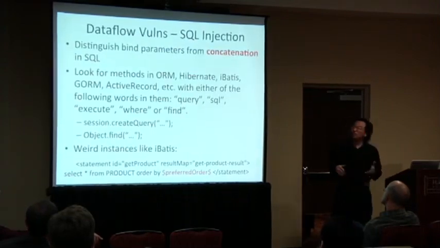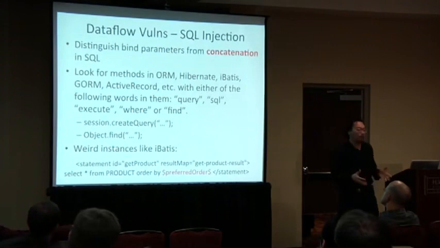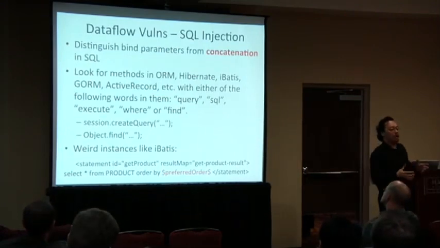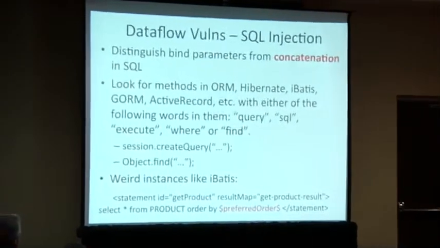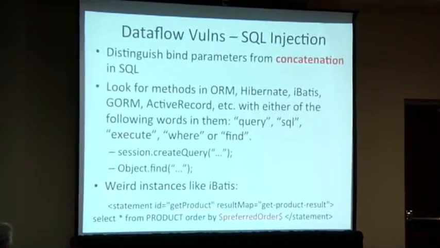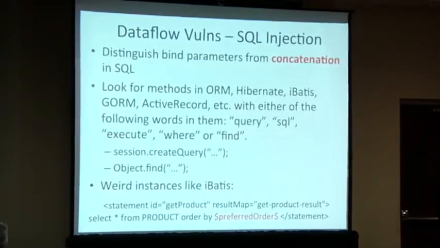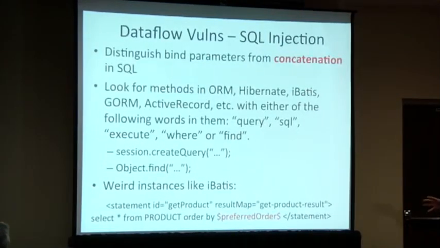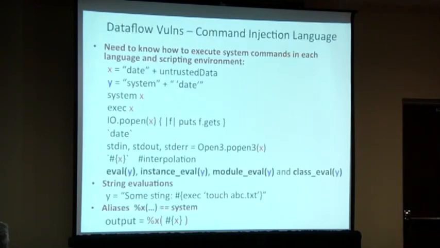All right, so when we talk about finding SQL injection in frameworks, we're talking mainly about object relational mapping frameworks. Hibernate, iBATIS, Active Record, GORM. But when you're looking through code, you're going to look for methods that are named like query, SQL, execute, where, find, and you're going to look for concatenation. If you find that, you've got a problem. SQL injection.